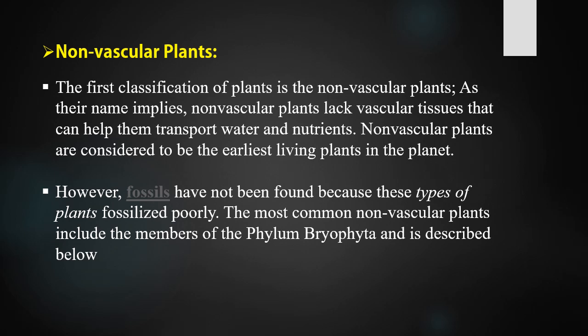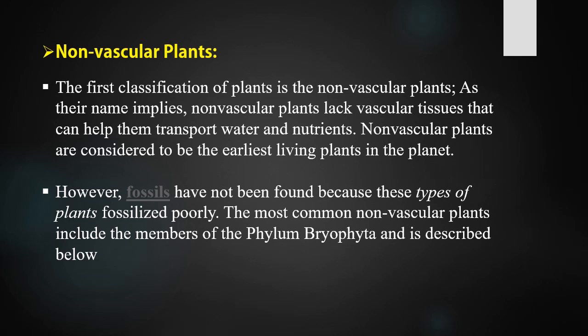Next slide, that is non-vascular plants. What is a non-vascular plant? First of all we are going to see the slide of non-vascular plant. As their name implies, non-vascular plants lack vascular tissues, means the tissues that help in transportation of water and nutrients are lacking. Non-vascular plants are considered to be the earliest living plants on the planet. However, fossils have not been found, because of the types of plant fossilized.